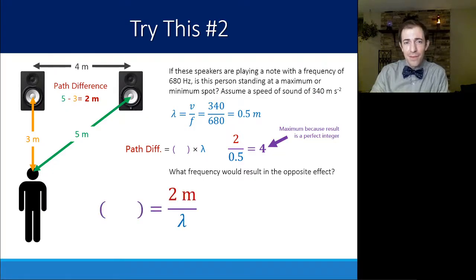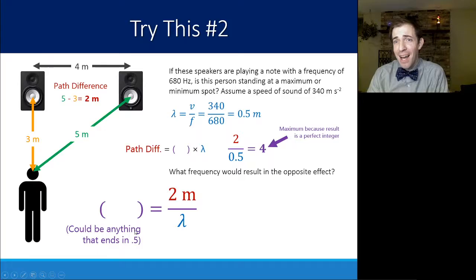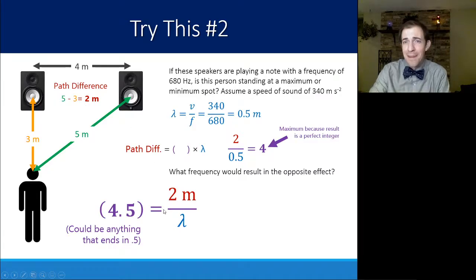Well, if you think about it, all that I need here is a wavelength that would result in something that ends in 0.5, some integer plus half. And I could choose anything here. I could choose 0.5, I could choose 1.5, 2.5. Since I started with 4 here, I want a similar value, I guess. I'll say 4.5. But anything with 0.5, as long as that relationship is going to give me exactly half a wavelength away in our path difference.